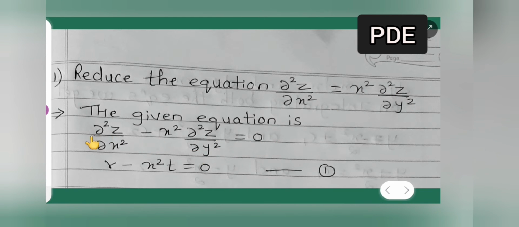Okay. Now what is ∂²z/∂x² here? This is nothing but r, and minus x² is the coefficient of t, equal to 0. I have given you all the classification of the second order PDE with two variables, so that is already given and explained to you all. Now take this as equation 1.